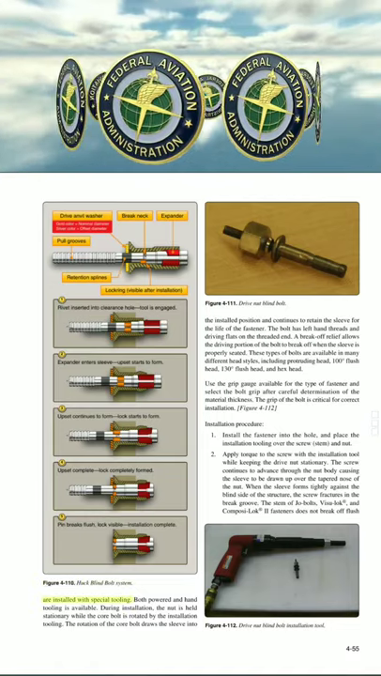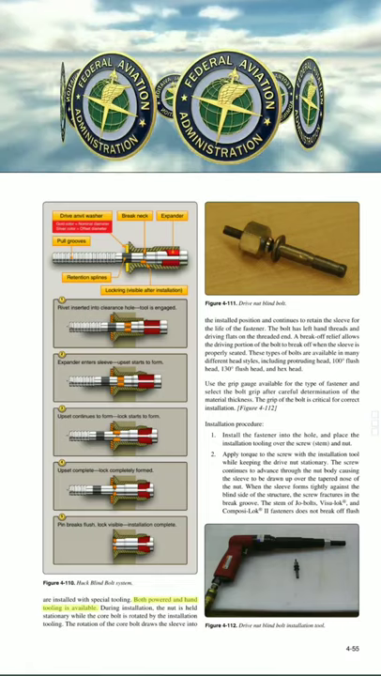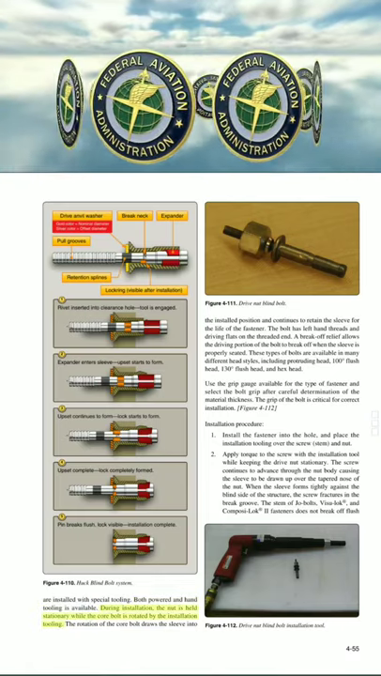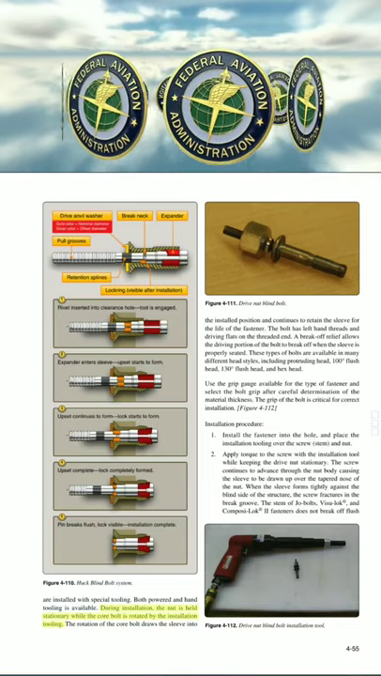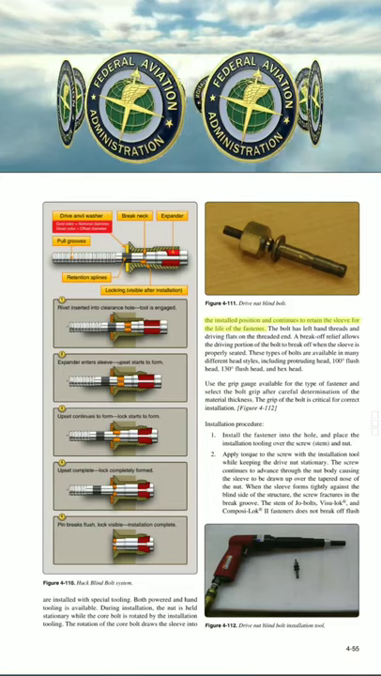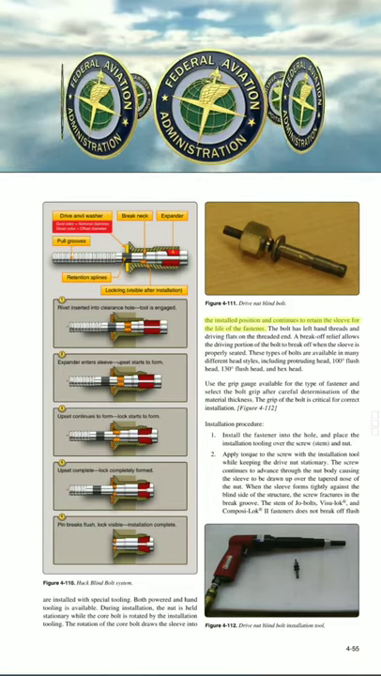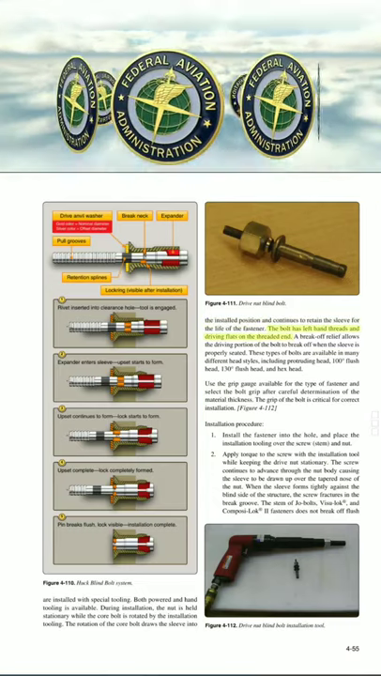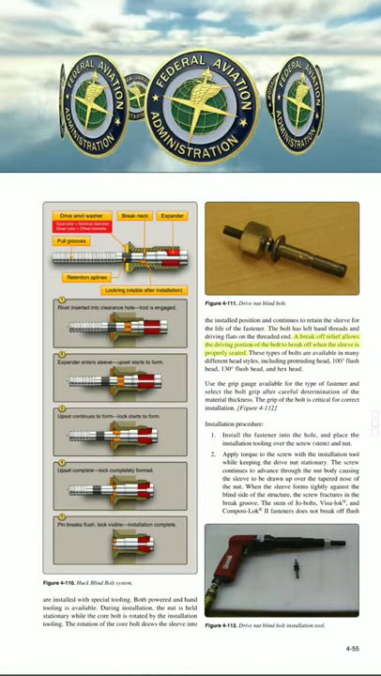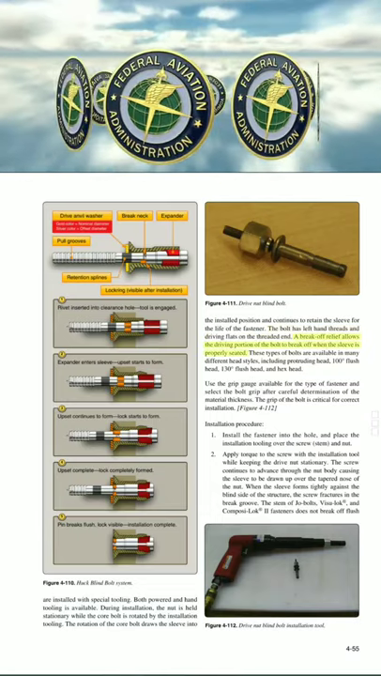These are installed with special tooling. Both powered and hand tooling is available. During installation, the nut is held stationary while the core bolt is rotated by the installation tooling. The rotation of the core bolt draws the sleeve into the installed position and continues to retain the sleeve for the life of the fastener. The bolt has left-hand threads and driving flats on the threaded end. A break-off relief allows the driving portion of the bolt to break off when the sleeve is properly seated.